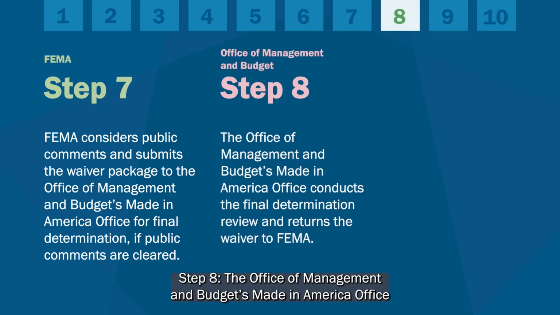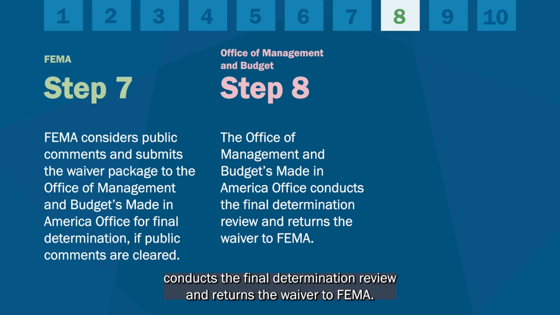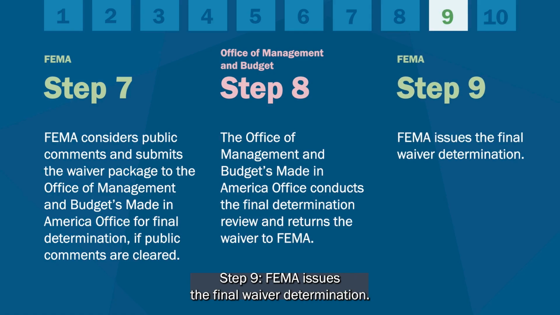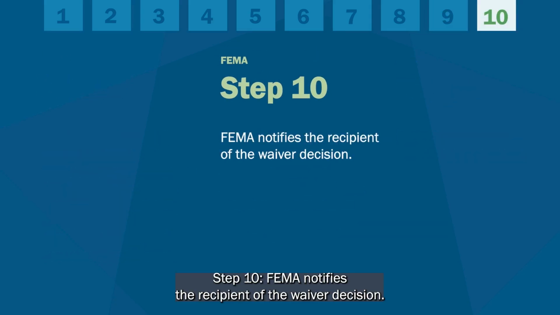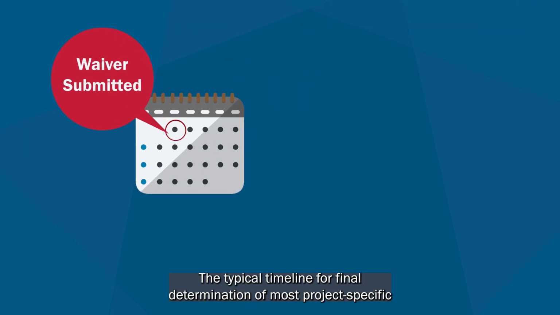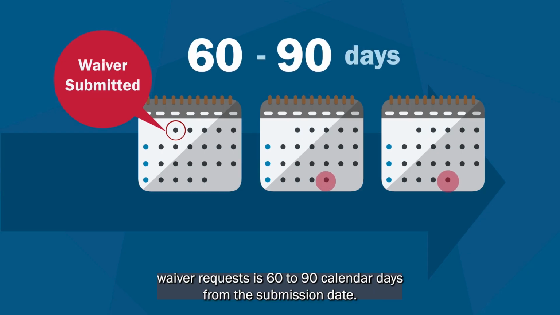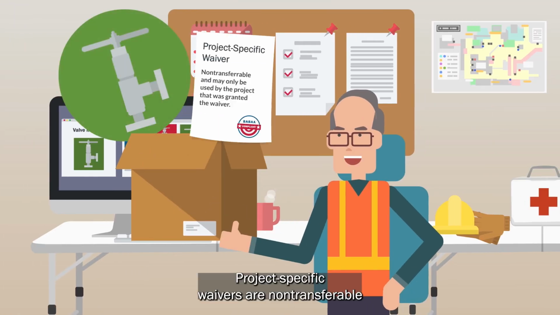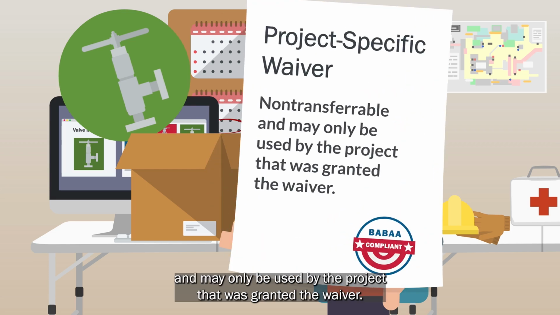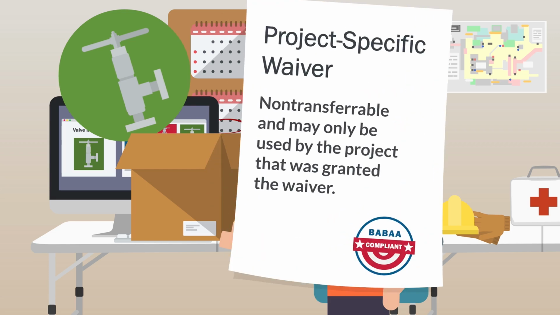Step 8. The Office of Management and Budget's Made in America office conducts the final determination review and returns the waiver to FEMA. Step 9. FEMA issues the final waiver determination. Step 10. FEMA notifies the recipient of the waiver decision. The typical timeline for final determination of most project-specific waiver requests is 60 to 90 calendar days from the submission date. Project-specific waivers are non-transferable and may only be used by the project that was granted the waiver.